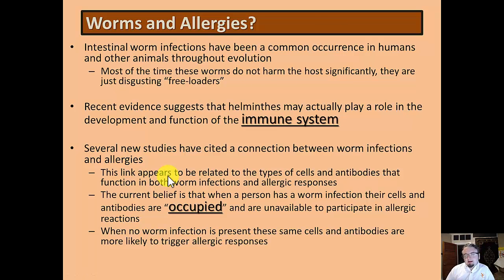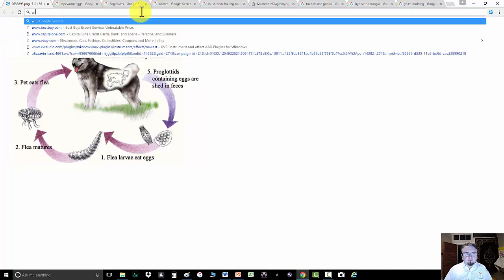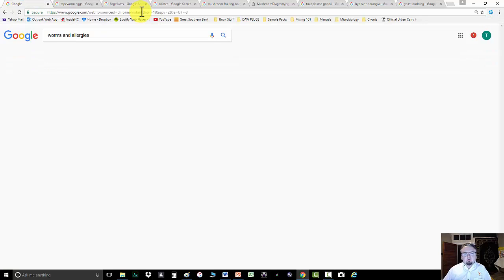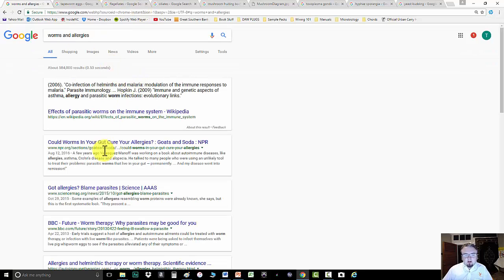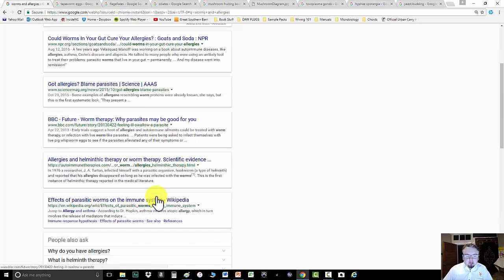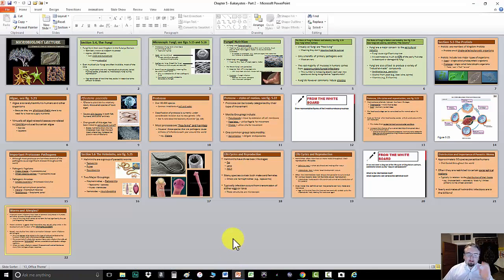Since then, they've found lots and lots of evidence. If you type this in Google, you'll find all sorts of different papers and proposals on this. Could worms in your gut cure allergies? Got allergies? Blame parasites? Future worm therapy? Why parasites may be good? I'm going to try and come up with a new online article for this, but there is still a lot of information here yet to be worked out. We'll talk about some of this in a little more detail. I'll at least bring this back up later when we talk about the immune system.